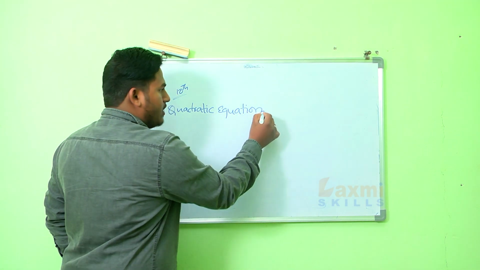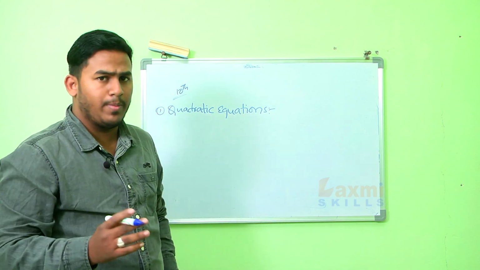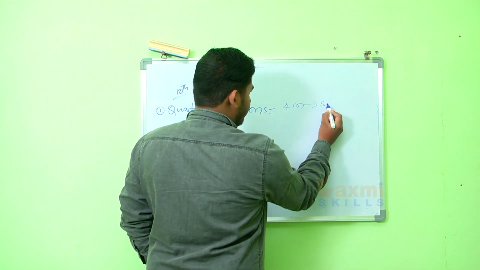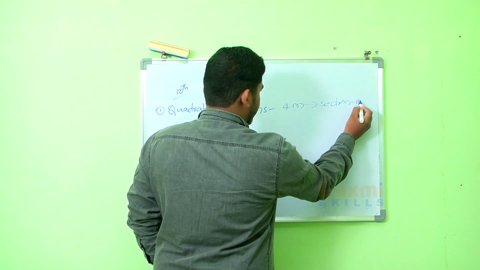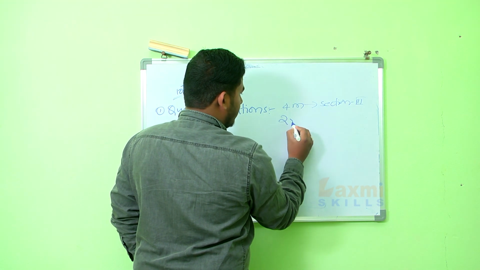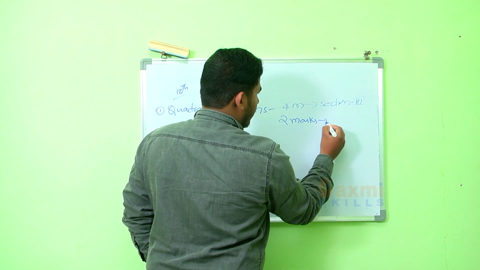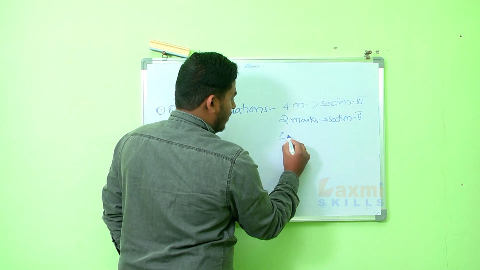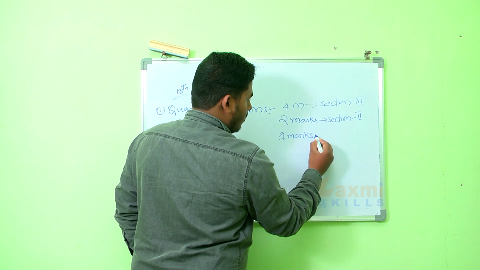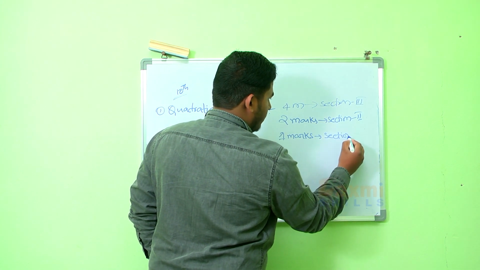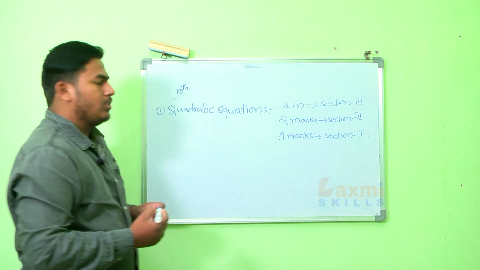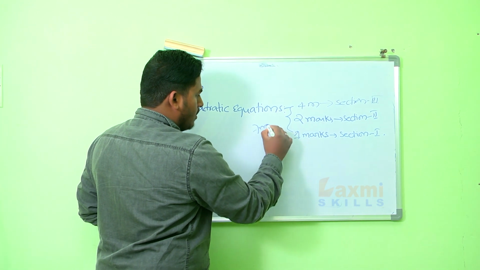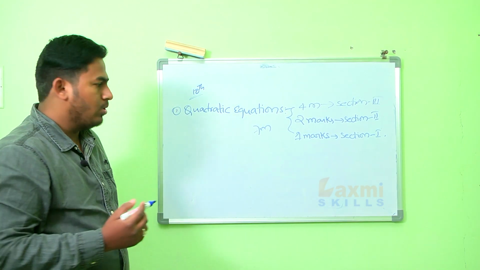This is one of the most useful topics in your paper 1. It consists of 4 marks in section 3, and 2 marks in section 2, and a 1 mark question you may expect in section 1. So without anything else, you can get 7 marks from quadratic equations. So let us go into the topic.